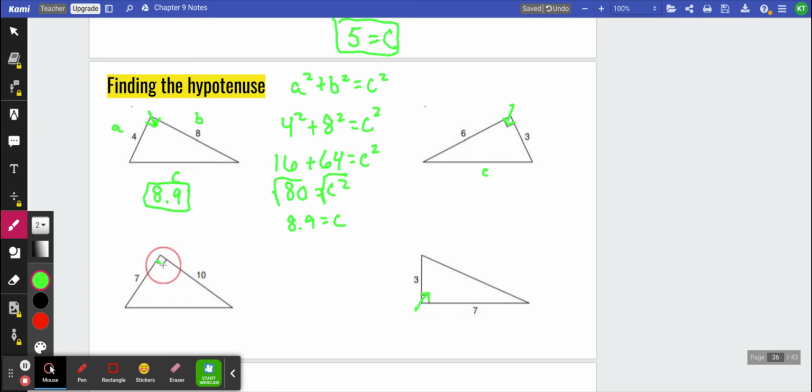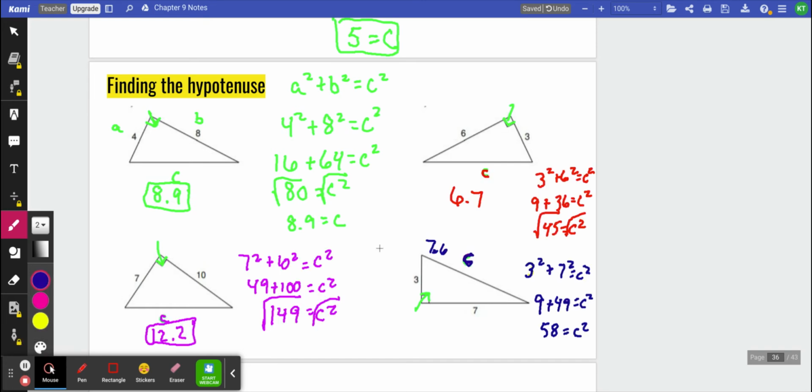Okay, so I want you to pause the video here and see if you can solve for C using Pythagorean's theorem. Okay, solve for C. Pause and check back.